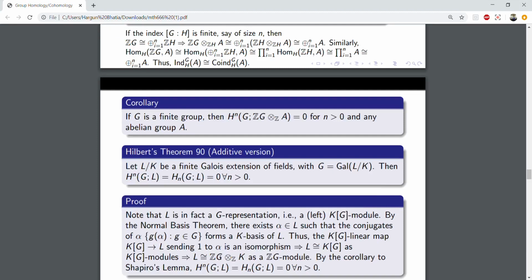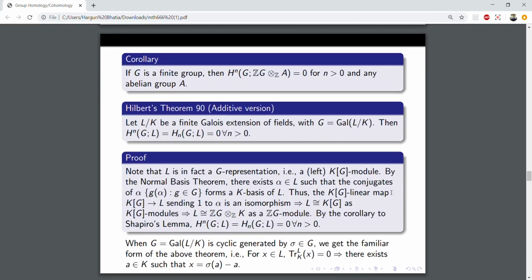Now you can apply Shapiro's lemma, this corollary. G is finite, yes it is. Now you apply Shapiro's lemma to conclude that. Now this, remember, holds for homology as well as cohomology, right? So cohomology of G and L, because L is this, is 0. Same with homology. So that's for n bigger than 0. So that's the proof.